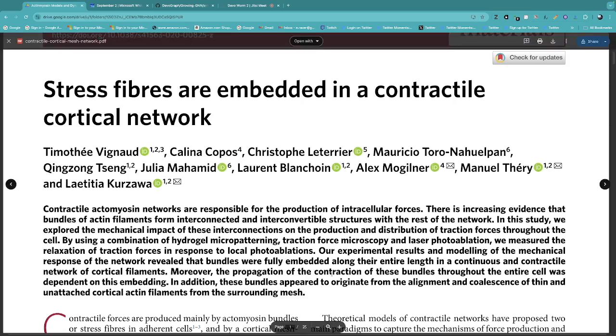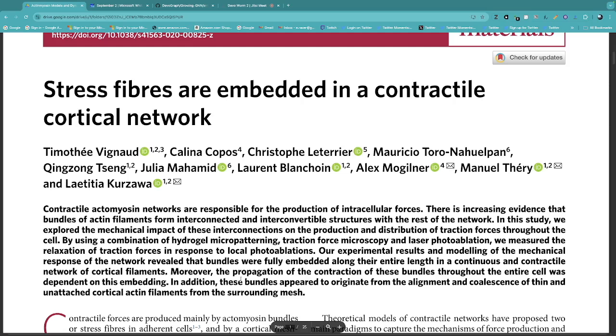Moreover, the propagation of the contraction of these bundles throughout the entire cell was dependent on this embedding. So we have this global contraction property. You can have contraction locally, but if it's not propagated throughout the network, then it's just a local contraction. It doesn't really move the cell very much. It might move it a little bit. But to have coordinated movement, you have to have propagation across the entire network, which means there has to be this contractile property across the entire network, which sort of implies some sort of homogeneity.